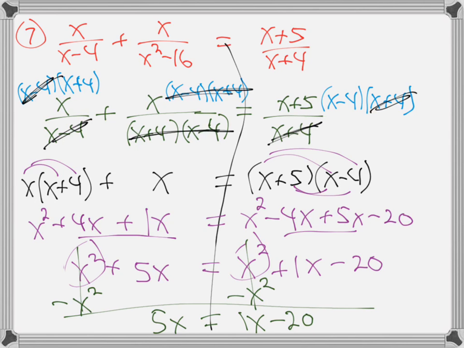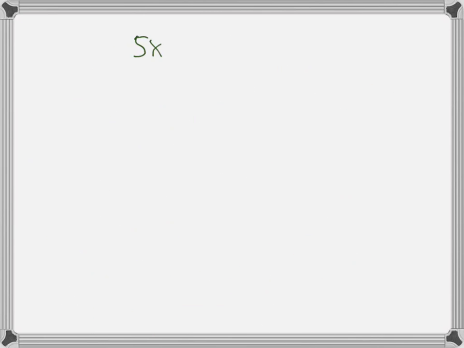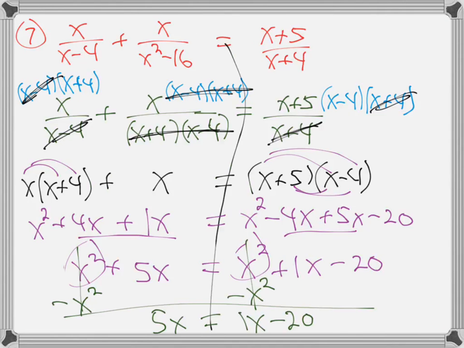So now we keep going, so I'll bring it to a new screen. 5x equals x minus 20, so we have 5x is 1x minus 20. Everybody good to there? Questions to there?